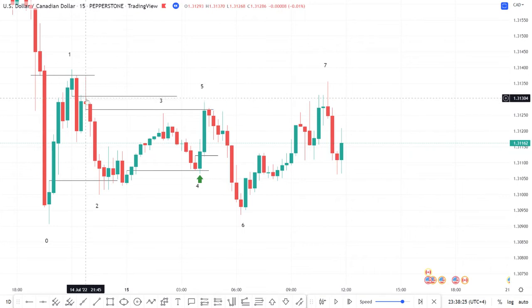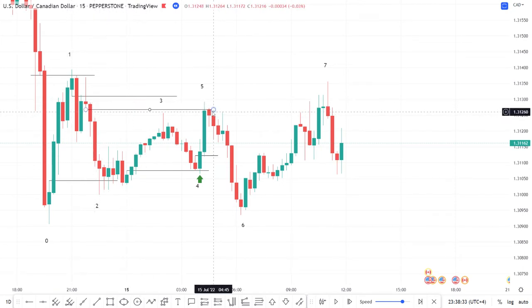Yung sunod-sunod na red candles na yan, diyan nagpakita yung sellers na talagang sila ang in control dito sa market. And from here, kita mo naman, hindi nag-close yung price dito sa number 5, making number 4 as a fake structure ulit, or a fake high, a fake low, sorry.